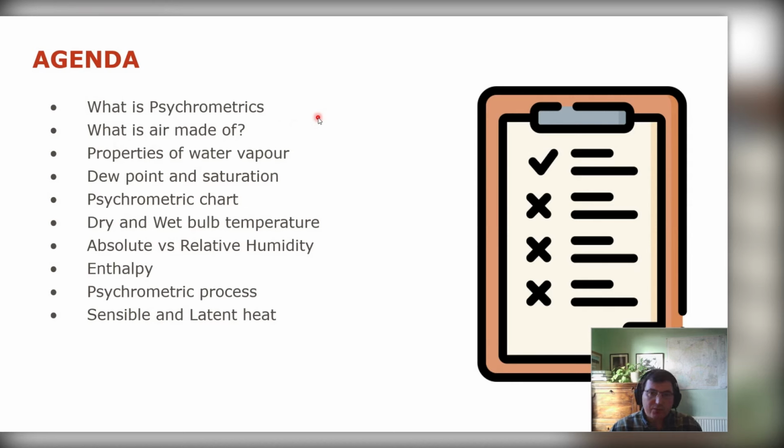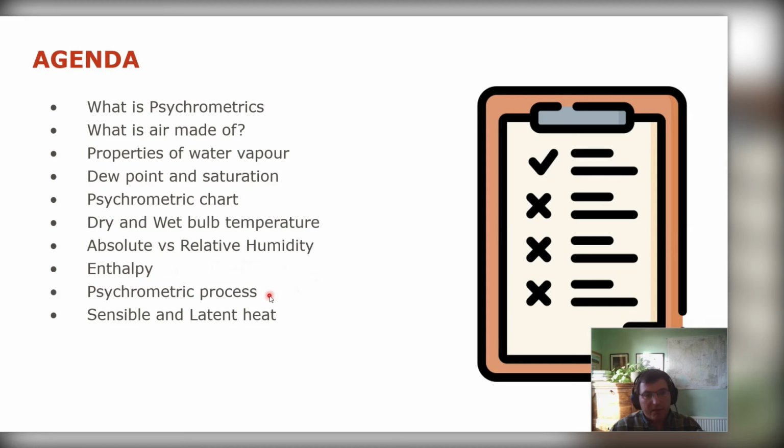In terms of the agenda for today, we will first of all briefly talk about what psychrometrics is. We'll talk about what air is and what water vapor in it is and why it is important. And then we'll cover a number of things. We'll talk about the psychrometric chart. We'll be going back and forth on the psychrometric chart and then looking at various things like the dew point and saturation, dry and wet bulb temperatures, absolute versus relative humidity, enthalpy, i.e. the energy of the moist air. And we will, at the end, look at a few psychrometric processes.